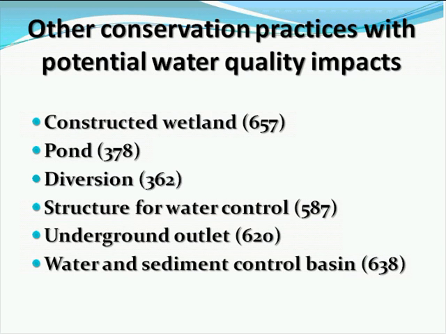The National Engineering Handbook, Part 637, Chapter 3 on constructed wetlands has been recently revised. Also, Chapter 13 of the Engineering Field Handbook dealing with constructed wetlands was revised to make it clear that that practice is not only for animal waste treatment but also for improved water quality of surface water.